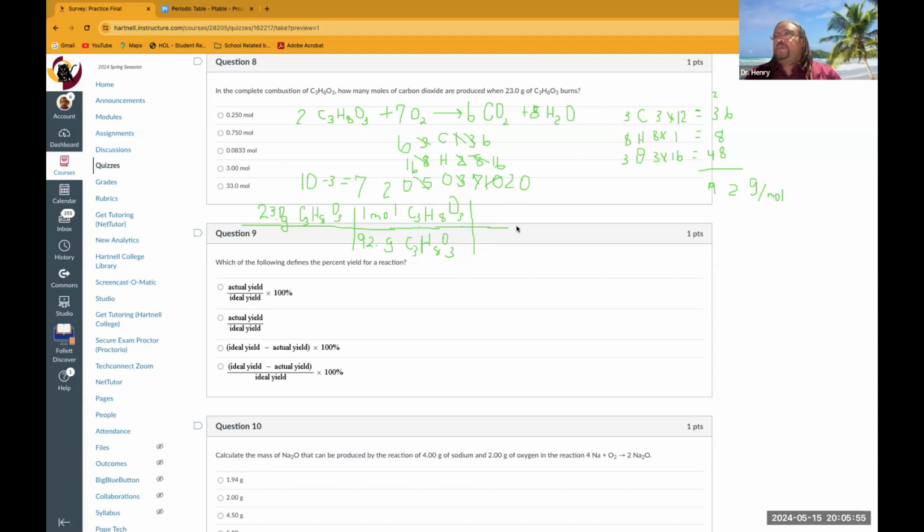So for every 2 moles of the C3H8O3, we get 6 moles of CO2.